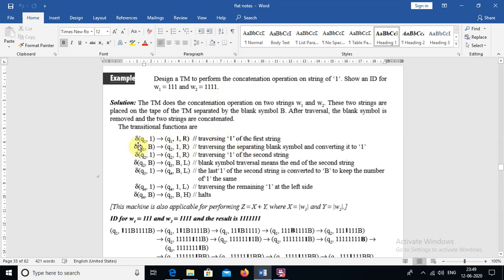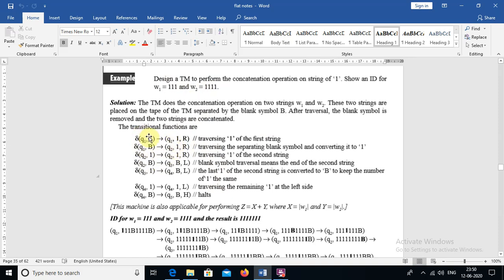So first we are in the q1 state. The state can be any, maybe q0 or q1, but that should be the initial state. So in q1, when you find 1, that can be replaced with a 1 only, and you move right. Whenever you find the b, meaning a blank space which is defined in between w1 and w2, if you find a blank, that can be replaced with 1 and move right. So from q1 to q2 we change state.